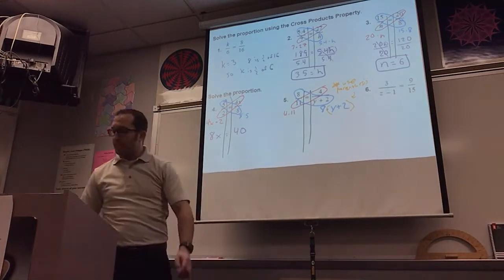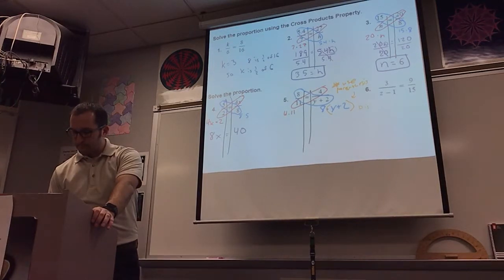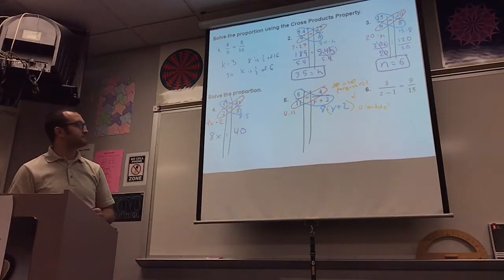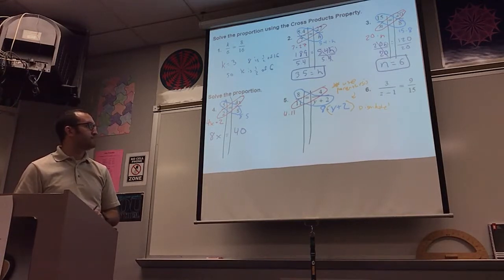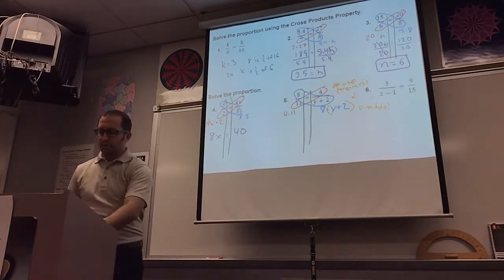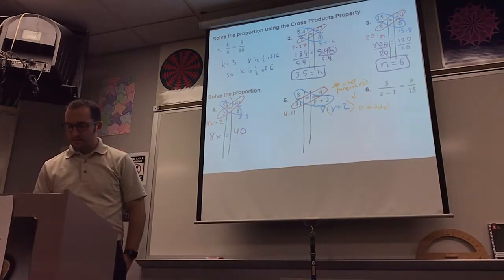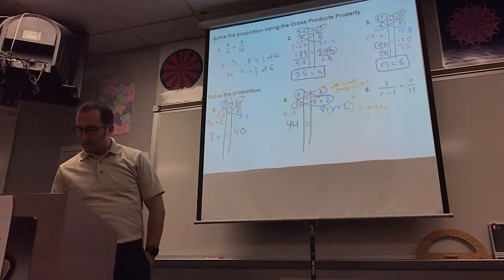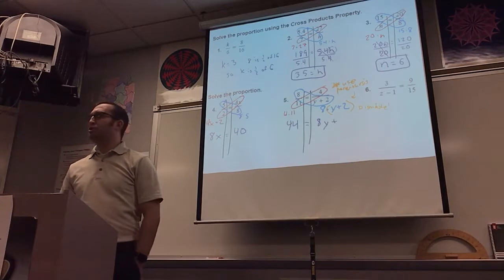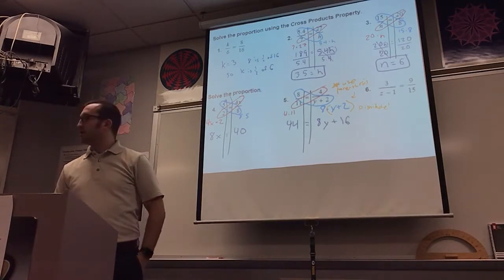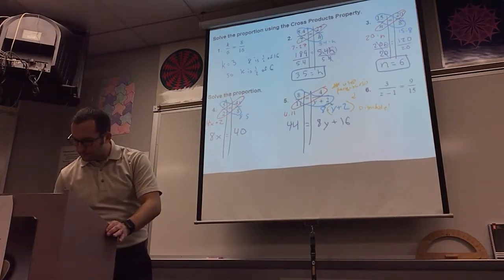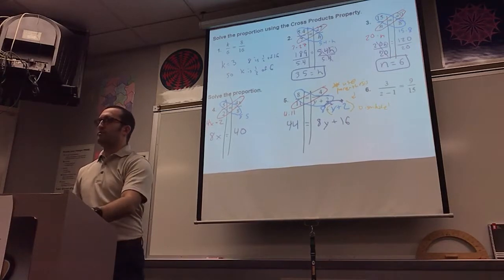So here, we have to use the distributive property, right? Distribute. So when I do this multiplication, it's only 8. I've got 44 on the left equals, do my distributive property, 8 times y, not plus 2, but plus 16. Why? Because 8 times y, 8 times positive 2. Just remember that step, what the distributive property is.